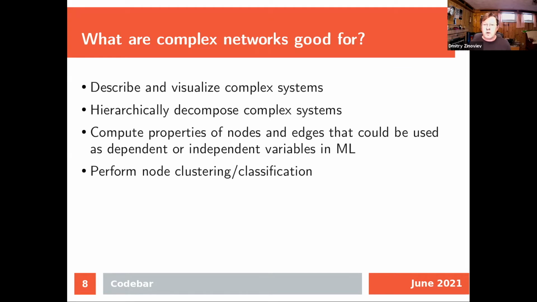You can use complex network analysis to hierarchically decompose a complex system into parts, into components, and see how these components are connected. You can calculate properties of nodes and edges. I will talk about some of these properties in one of the next slides. And then these numerical properties could be used as either dependent or independent variables in machine learning. Finally, and this is perhaps one of the most powerful applications of complex network analysis, you can perform node clustering and classification.